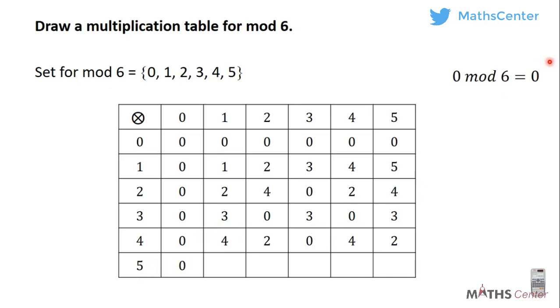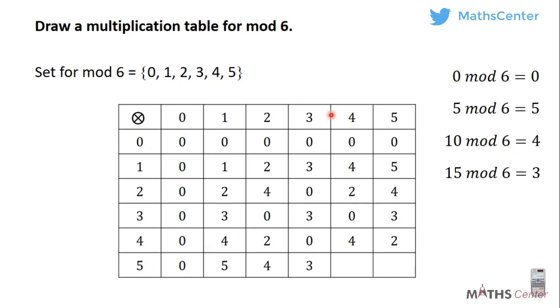We have 5 times 0. 5 times 0 is 0. 0 mod 6 is 0. 5 times 1 is 5. 5 mod 6 is 5. 5 times 2 is 10. 10 mod 6 is 4. 5 times 3 is 15. 15 mod 6 is 3. 5 times 4 is 20. 20 mod 6 is 2. And finally, 5 times 5 is 25. 25 mod 6 is 1 because 25 divided by 6 will give us 4 remainder 1.